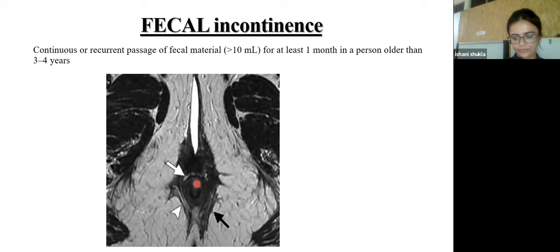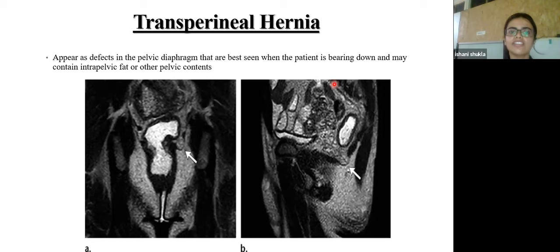Coming to transperineal hernia, these appear as defects in the pelvic diaphragm, which are best seen when the patient is bearing down and may contain intrapelvic fat or other pelvic contents. So these are coronal and sagittal MR images, performed during the straining phase. We see that the left iliococcygeus muscle is completely thinned out and there is a small fat herniation seen. So this is a transperineal hernia.